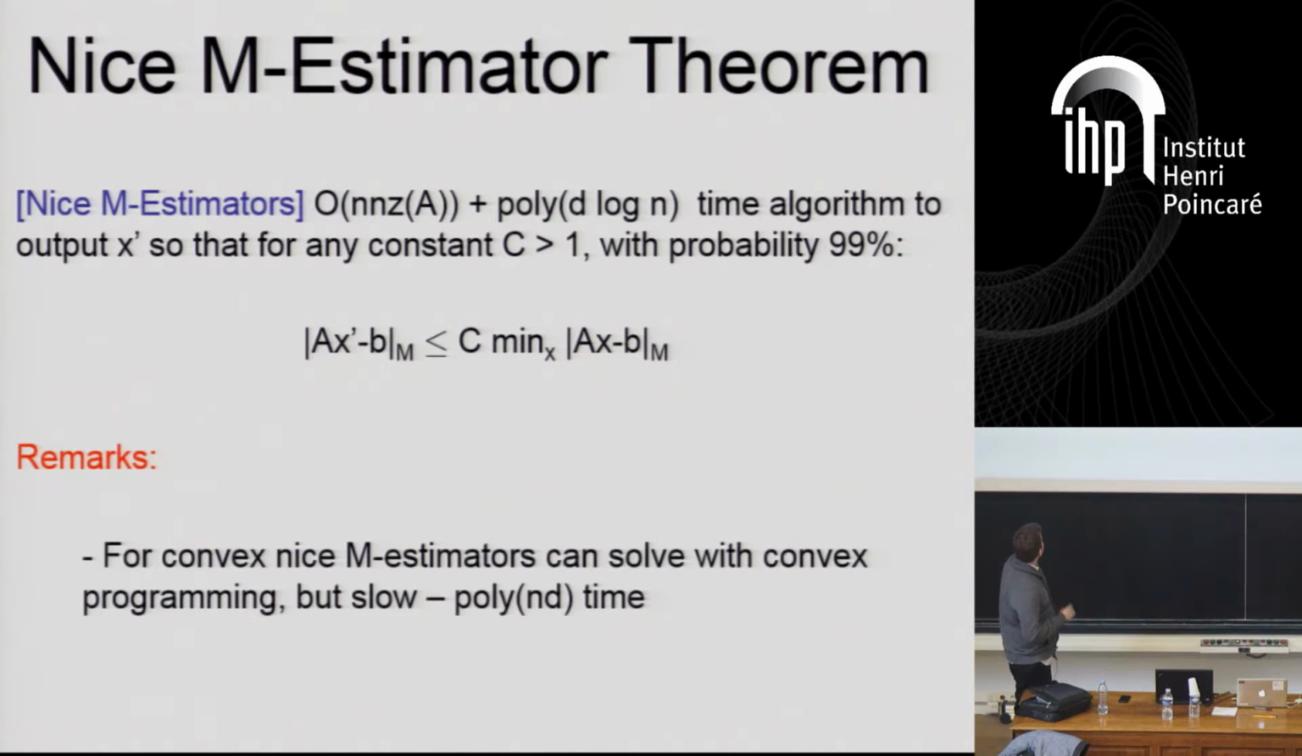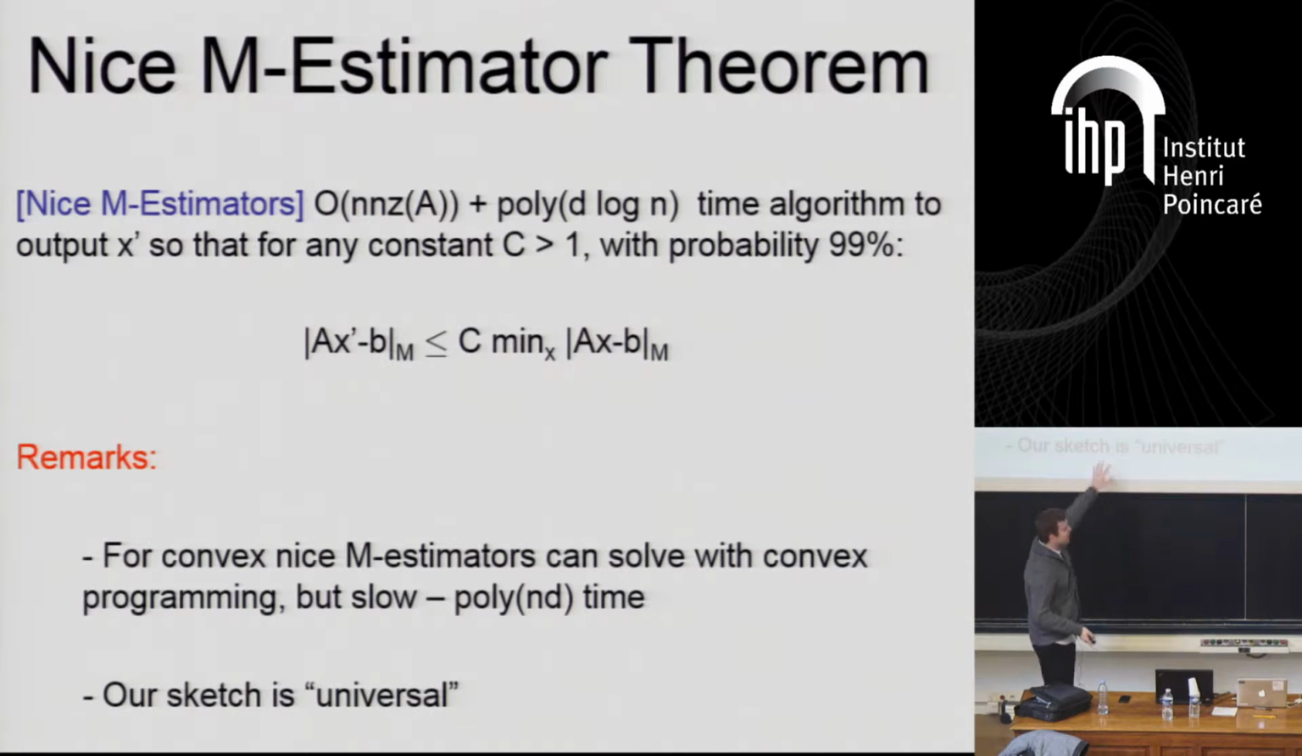Some remarks about this. As I said, for any convex nice M-estimator, you can solve it in poly(n, d) time. But our running time is much faster, right? It's nnz(A) time. I have an n by d matrix. nnz(A) is at most n times d, which is much faster than this, but it can be as small as order n.